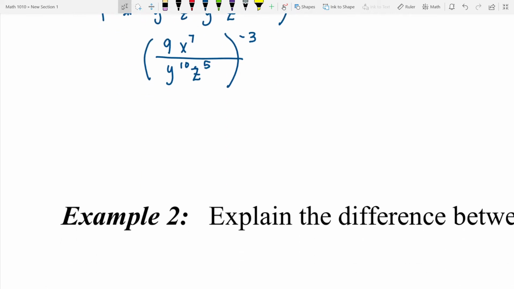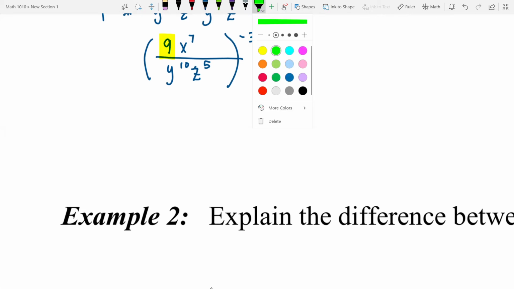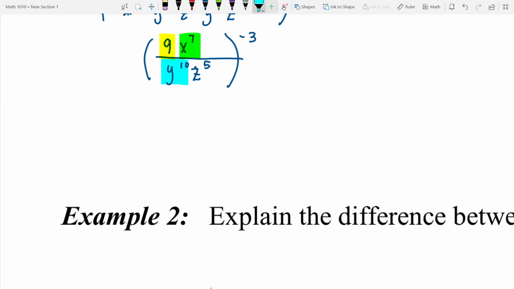Now we have to raise everything to the -3rd. Look what I have to do. Just look for 2 seconds. Here's 1. Here's 2. Here's 3. And here's 4. So I have to raise 4 things to the -3rd. Okay, so this 9 is raised to the 1st. So it's going to be 9 to the 1 times -3 is -3. X to the 7 times -3 is -21. Over y to the 10 times -3 is -30. The z to the 5 times -3 is -15.